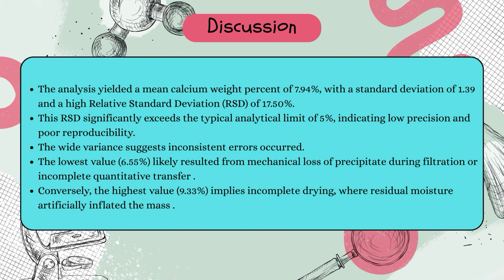The analysis yielded a mean calcium weight percent of 7.94%, a standard deviation of 1.39, and a high relative standard deviation (RSD) of 17.5%. This RSD significantly exceeds the typical analytical limit of 5%, indicating low precision and poor reproducibility. A wide variance and inconsistent errors occurred. The lowest value likely resulted from mechanical loss of precipitate during filtration or incomplete quantitative transfer. The highest value implies incomplete drying, where residual moisture artificially inflated the mass.